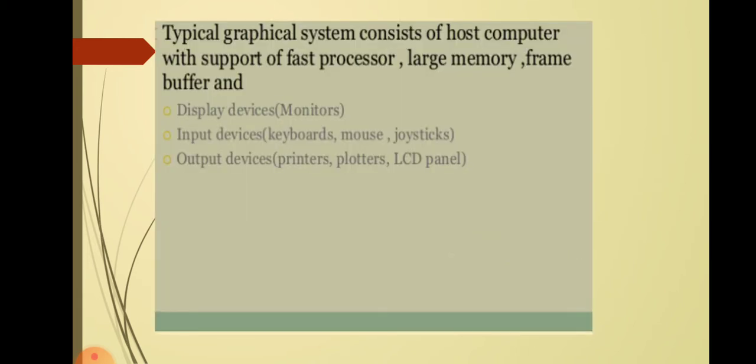Then a typical graphical system consists of a host computer with support of a fast processor, large memory, frame buffer and three kinds of devices. Display devices, it is a monitor. Input devices, it is a keyboard, mouse, joystick. Then output devices, it is a printer, plotters and LCD panel.